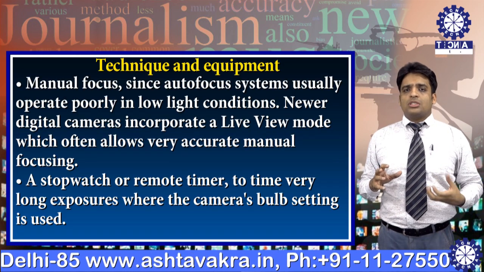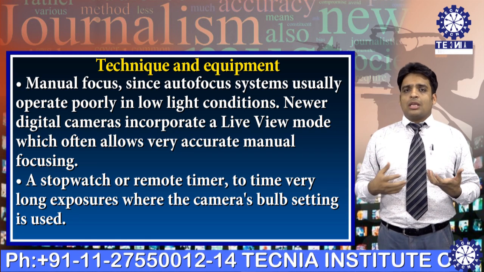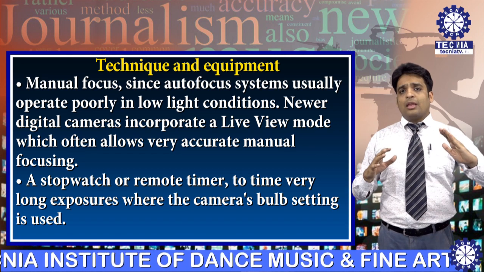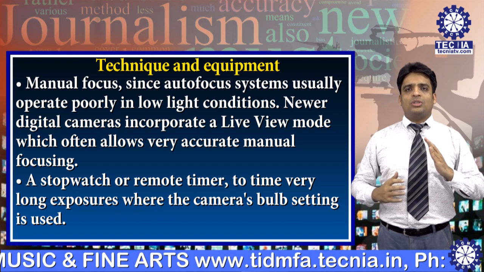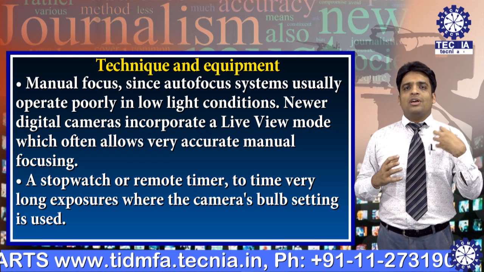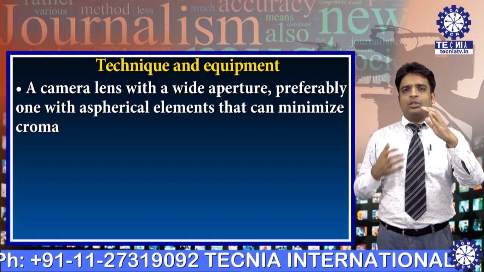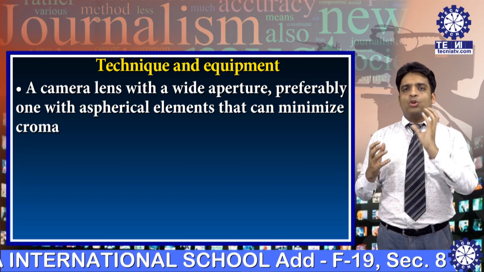Since autofocus systems usually operate poorly in low light conditions, newer digital cameras incorporate a live view mode, which often allows very accurate manual focusing. A stopwatch or remote timer is used to time very long exposures where the camera's bulb setting is used. A camera lens with a wide aperture, preferably one with a physical element that can minimize chromatic aberration.